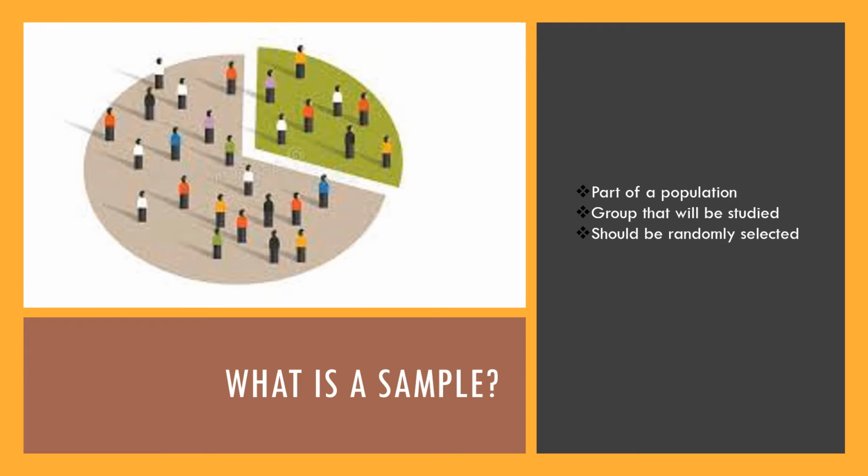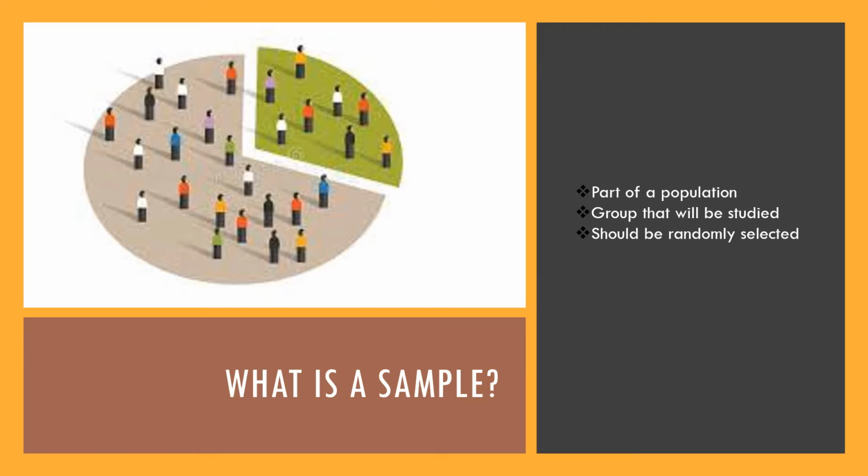First thing to consider is, what is a sample? In statistics there are two main groups, the population and the sample. The population is the whole group that you want to gain data on, while the sample is a smaller subset of that population that you're actually going to study.